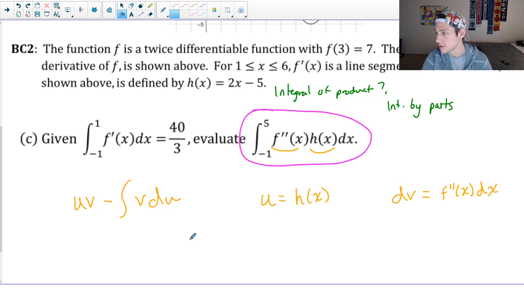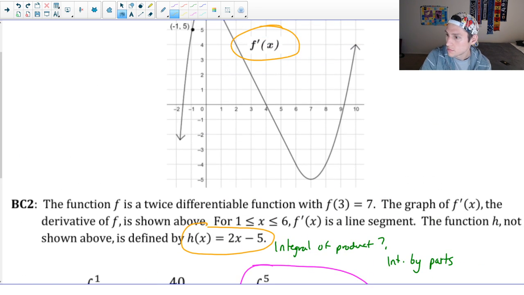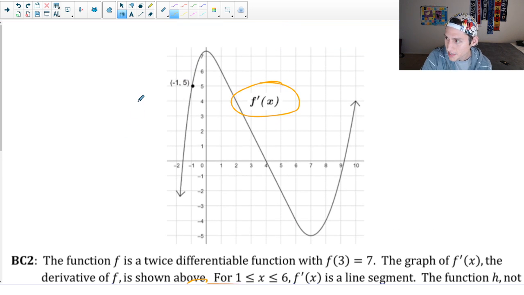Now, why do I do that? Because when I take the derivative of u, I'll take the derivative of h. Well, I know what the derivative of h is, right? We already did that. We have an equation for h. That's easy to find the derivative of. And then when I take the integral of both sides over here, the integral of f double prime is f prime. Well, while I don't have an equation for that, I have a graph for it.